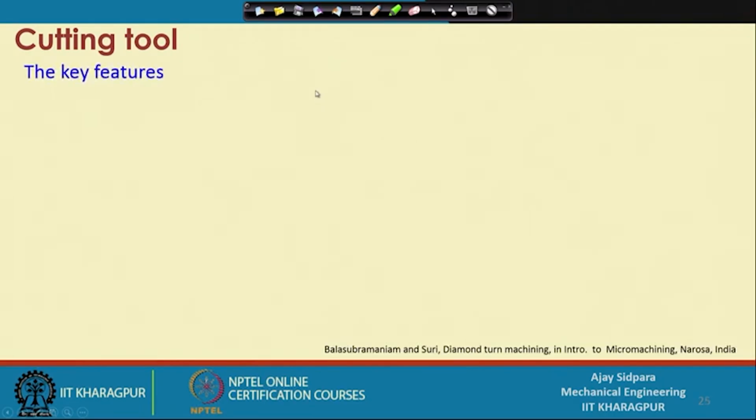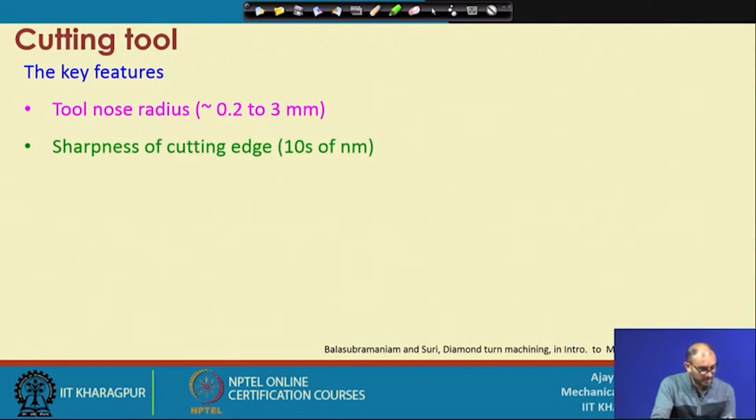So, what are the key features of this particular process? The nose radius is around 0.2 to 3 millimeter, even larger is also available for machining very large surfaces. Sharpness of the cutting edge is tens of nanometer, because sharpness is very important, because we have to give a depth of cut of less than 1 micron, and we have seen some of the materials where we have to maintain an uncut chip thickness of less than 100 nanometer or so, to make sure that we can cut those brittle materials in a ductile mode. So, that is why the sharpness of the edge is tens of nanometer.